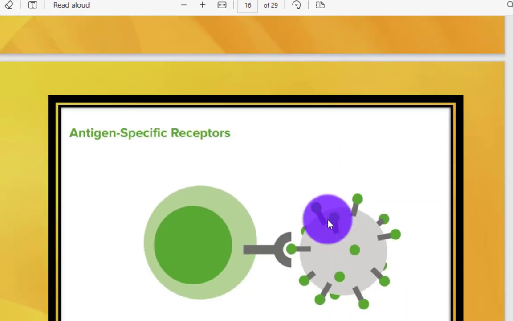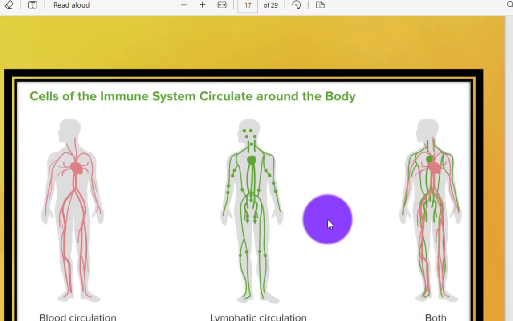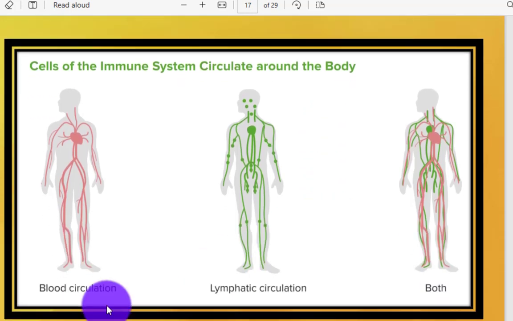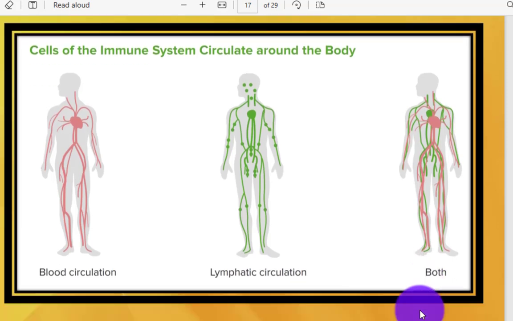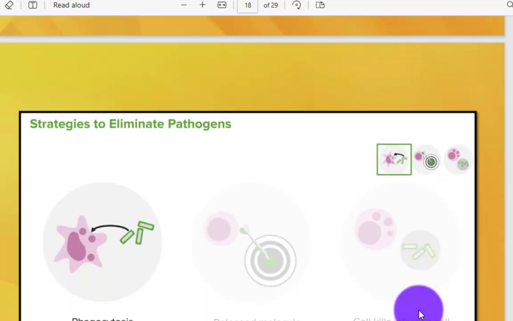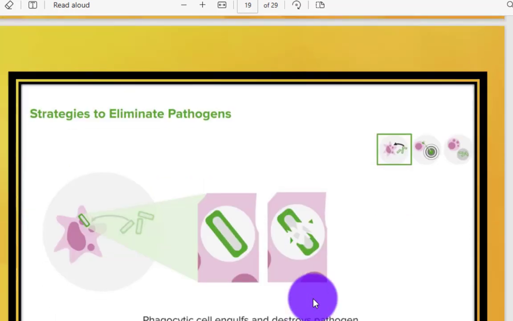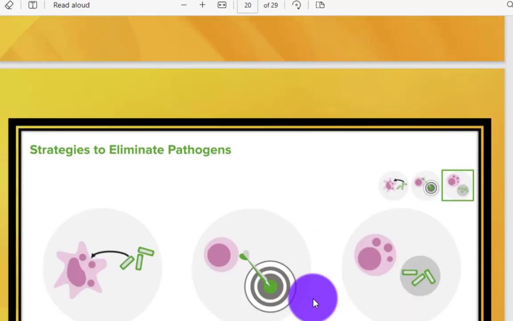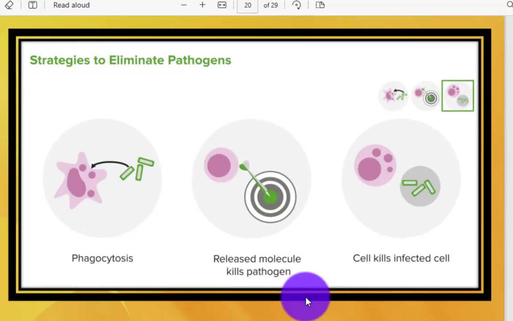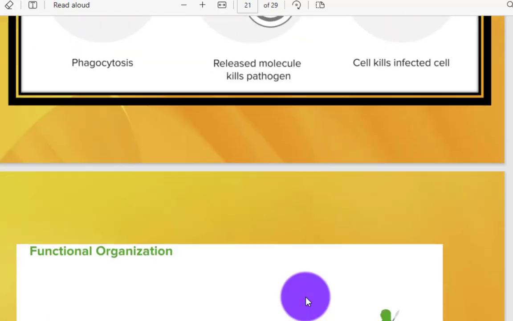Antigen specific receptors, cells of the immune system circulate around the body, blood circulation, lymphoid circulation, both. Strategies to eliminate pathogens: phagocytosis, release of molecules that kill pathogens, cells that kill infected cells. Phagocytic cells engulf and destroy pathogens.